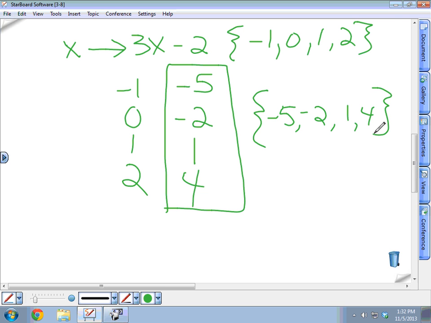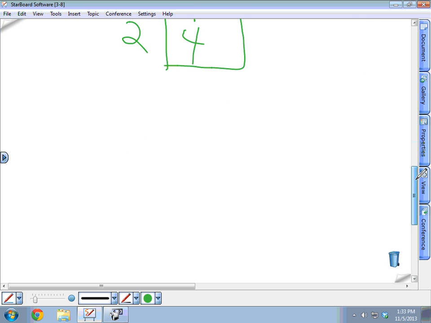Does anyone have any questions on how we get the range there for 1 through 10? Going once? Going twice? Everyone understands that? Okay. Now it says, in 11 through 20, it just says graph these. So let's graph them and see what they look like.